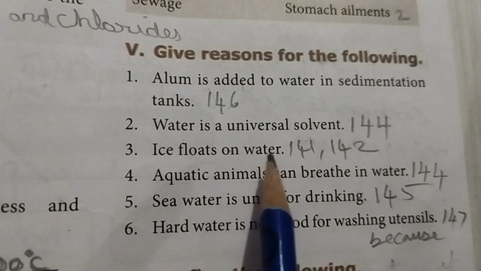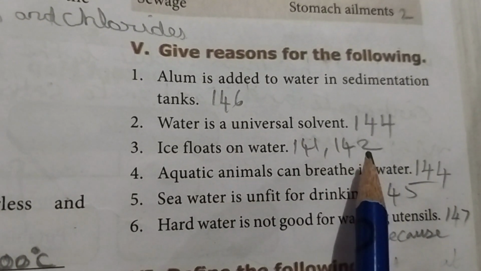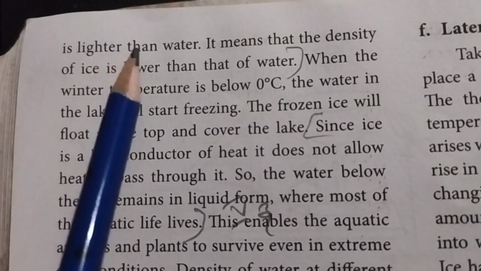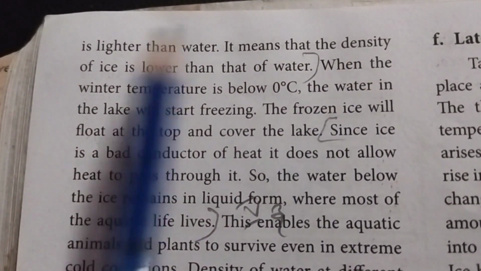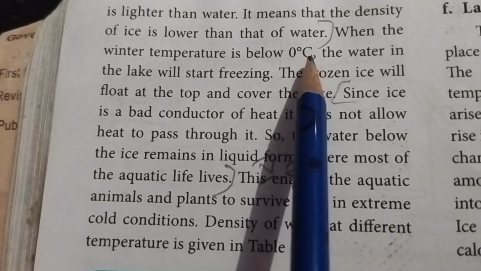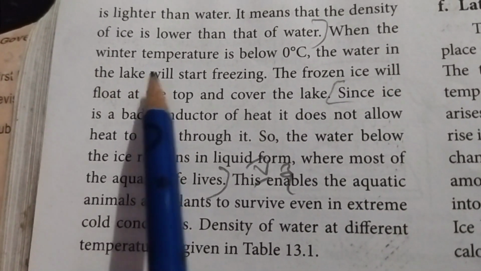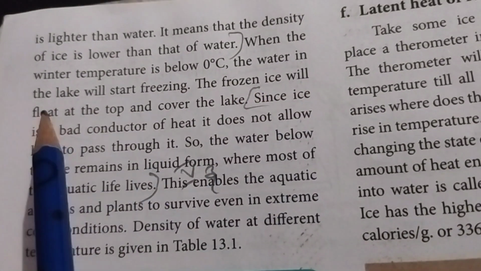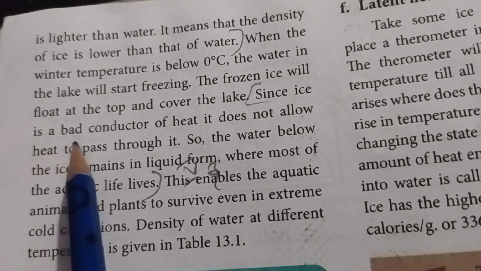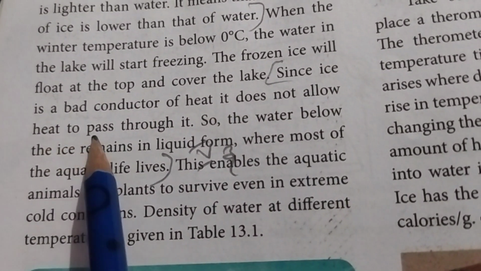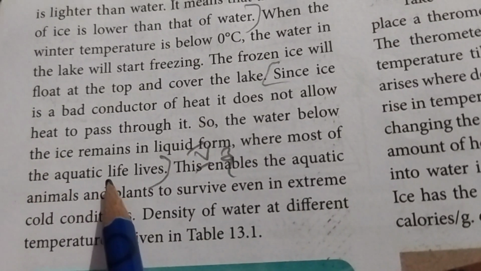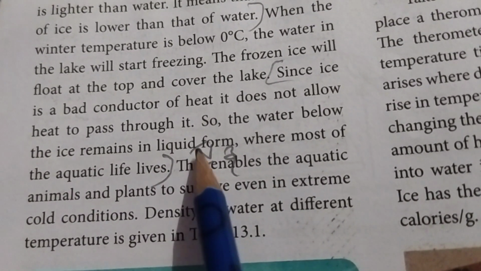Third question, ice floats on water. Take page number 141 and 142. This is because ice is lighter than water. It means that the density of ice is lower than that of water. When the winter temperature is below 0 degrees Celsius, the water in the lake will start freezing. The frozen ice will float at the top and cover the lake. Since ice is a bad conductor of heat, it does not allow heat to pass through it. So the water below the ice remains in liquid form, where most of the aquatic life lives. Up to this is the third question answer.